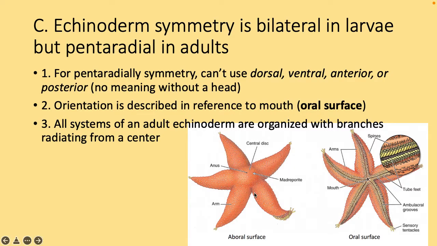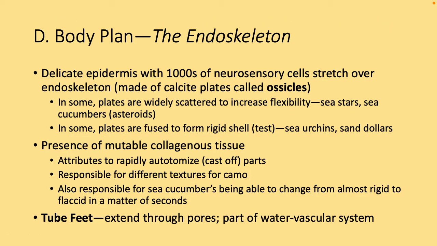Each arm is pretty much the same as the other arms, and you'll see that when you cut into your starfish. So you might have to cut open a couple different arms to make sure that you see everything, just in case you damage it. But everything radiates out from the center. So again, endoskeleton, delicate epidermis, lots of neurosensory cells that stretch over it. The calcite plates that are just underneath the skin are made up of ossicles.